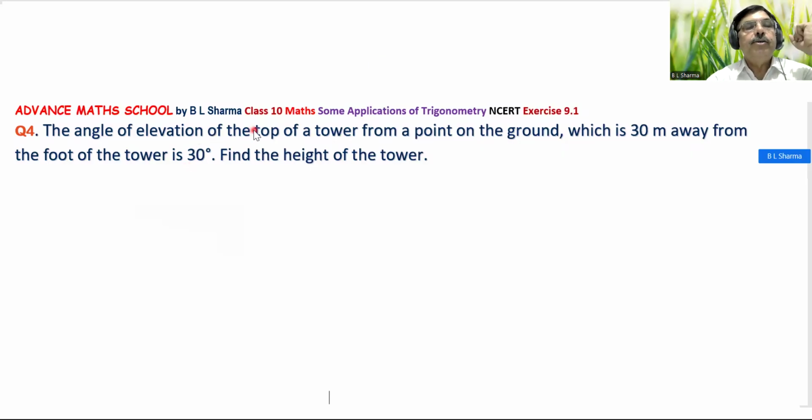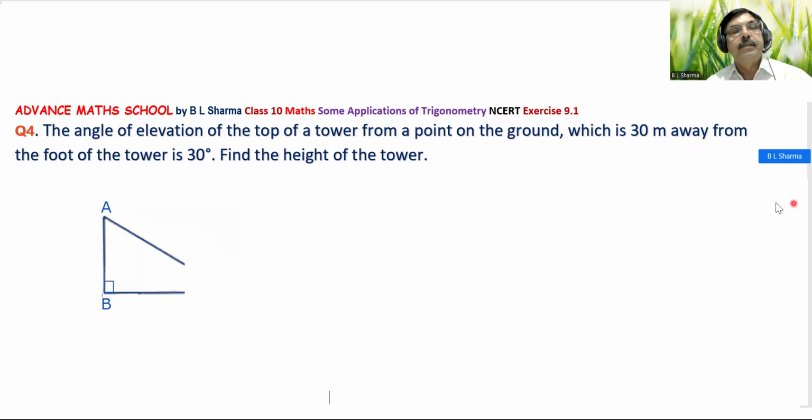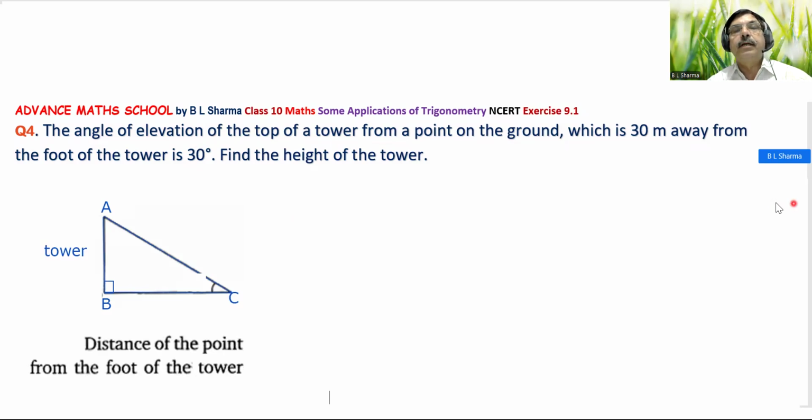The angle of elevation of the top of a tower from the point on the ground, which is 30 meter away from the foot of the tower, is 30 degree. Find the height of the tower. For this, we have to sketch a diagram to visualize this question. Let AB be the tower, and BC is equal to 30 meter, and angle ACB is 30 degree. It is given.